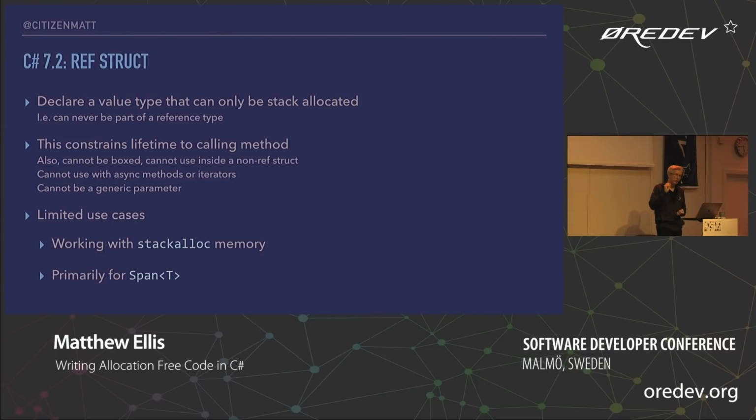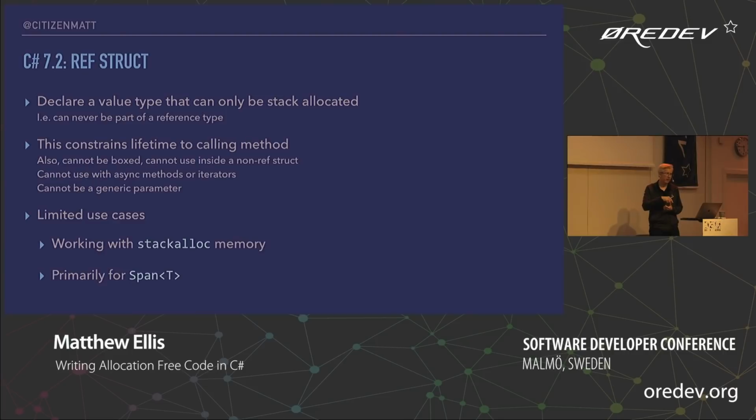And then C# 7.2 added an extra thing, which is a ref struct. To be perfectly honest, I don't know why it's called a ref struct, but this is a type which can only be allocated on the stack. So this is a struct which can only live on the stack, so it can never be part of a reference type. So I couldn't have a person class containing a ref struct, because that would not live on the stack. So this constrains the lifetime to the calling method.